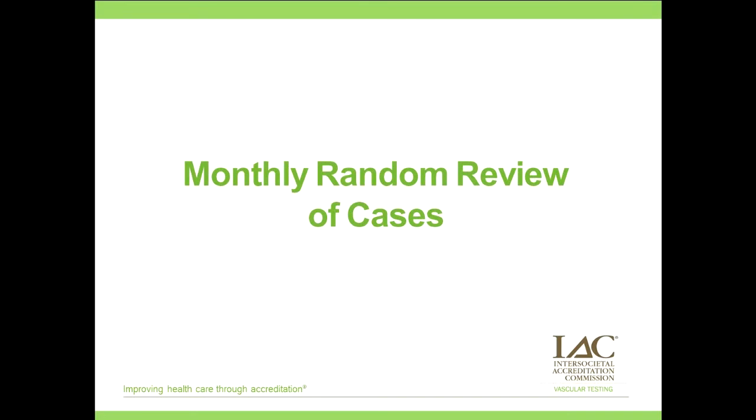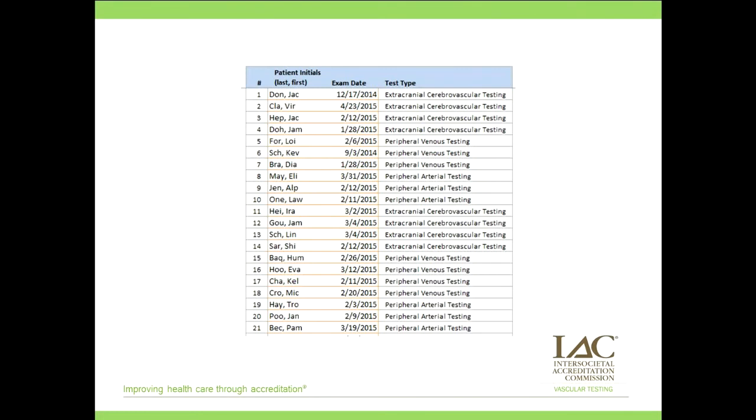Then I would suggest you start your reviews. Just decide to monthly pull a random set of cases. Don't pick special ones. Don't pick special testing areas. Just say, okay, today we're going to pick 6 cases, and we're going to review those cases.